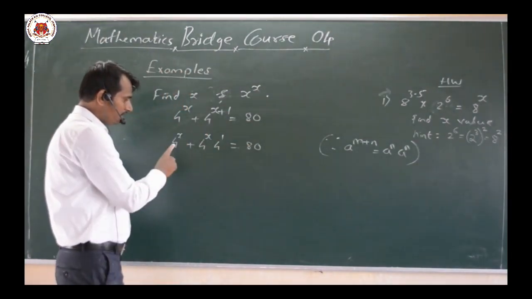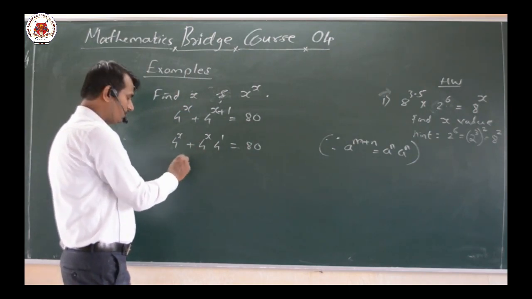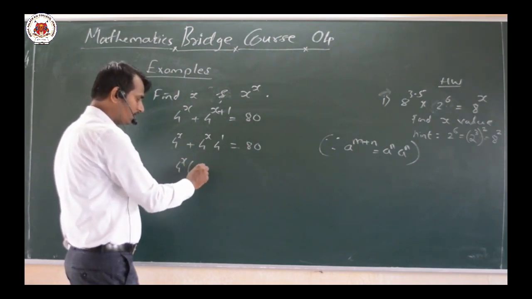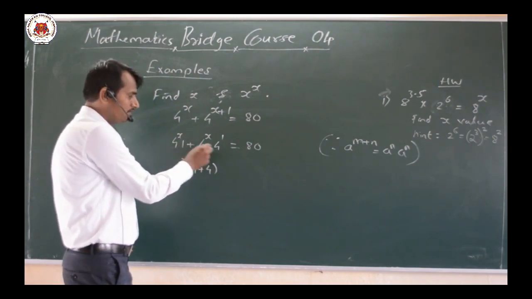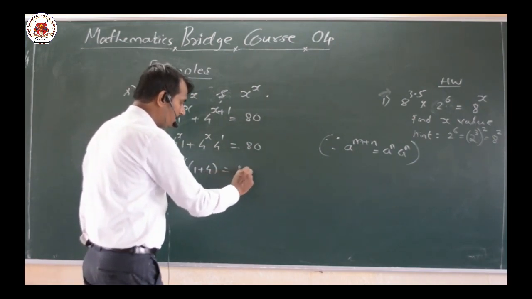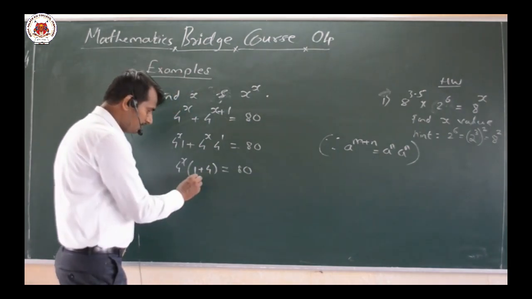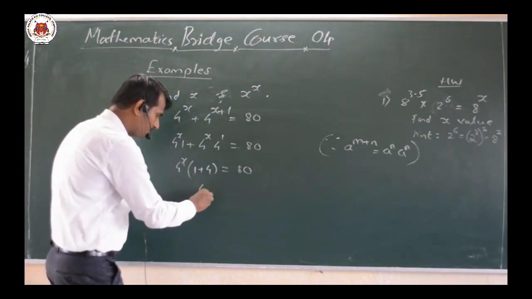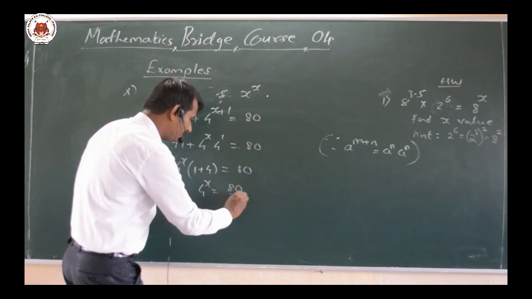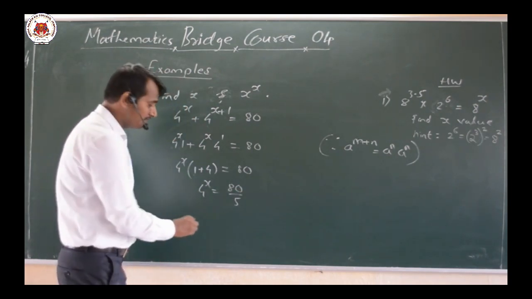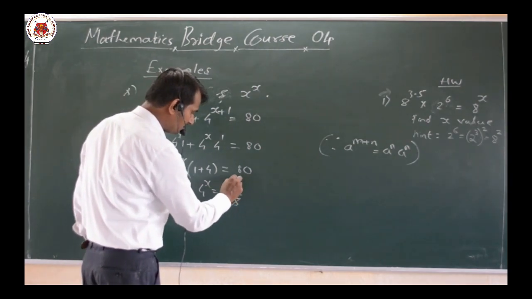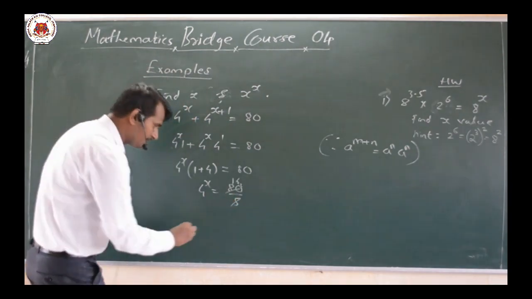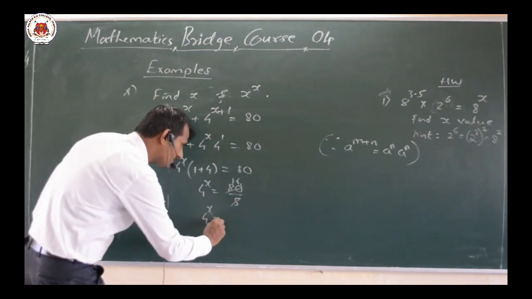Now we can take 4 to the power of x common. Here we get 1 plus 4, the 1 being multiplied by 1. 1 plus 4, that is 5, equal to 80. Now 1 plus 4 is 5. 4 to the power of x equal to 80 divided by 5. Now 80 by 5: 5 ones are 5, the remaining 3, that is 30, 5 sixes are 30, that is 16 here. That means 4 to the power of x equal to 16.